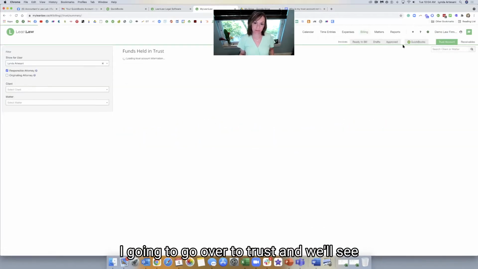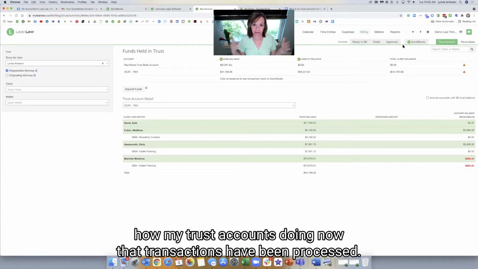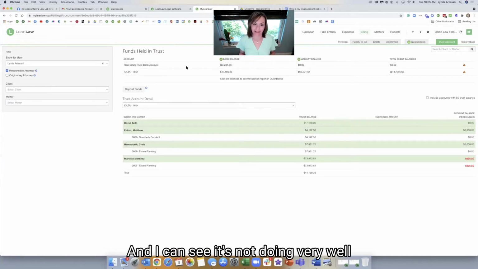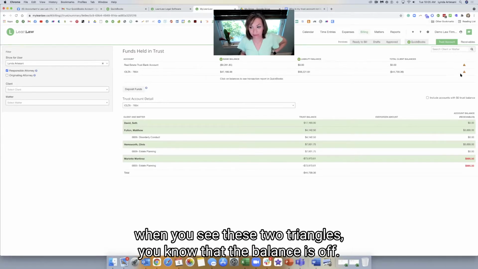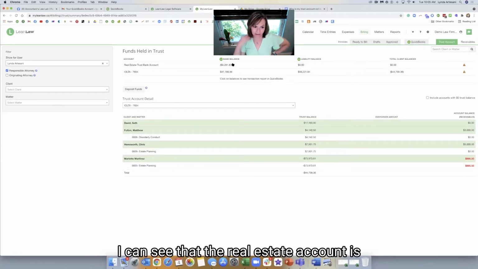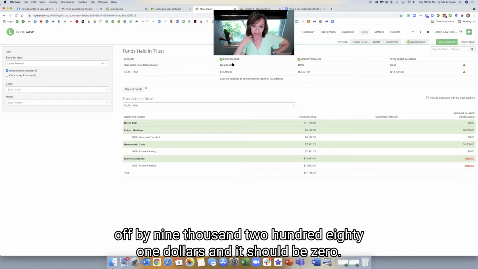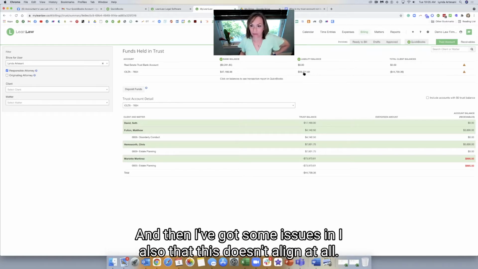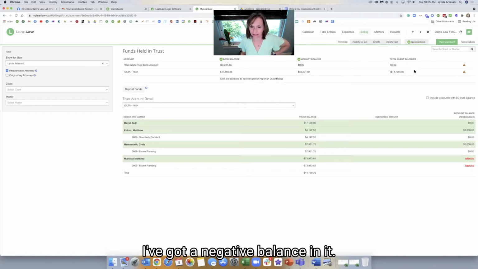So I'm going to go over to trust and we'll see how my trust account's doing now that transactions have been processed. And I can see it's not doing very well. When you see these two triangles, you know that the balance is off. I can see that the real estate account is off by $9,281 and it should be zero. And then I've got some issues in IOLTA that this doesn't align at all. I've got a negative balance.